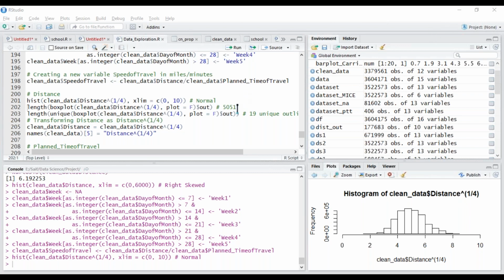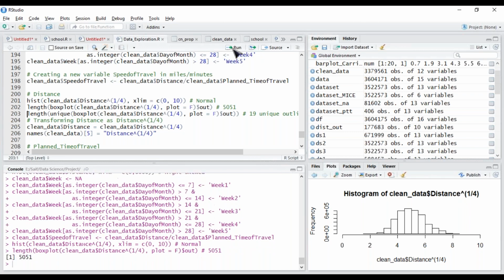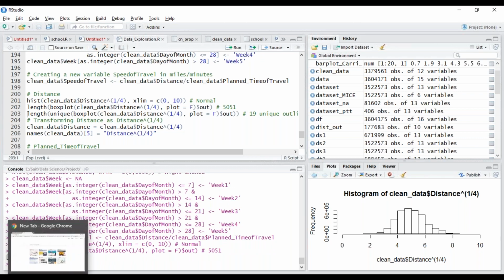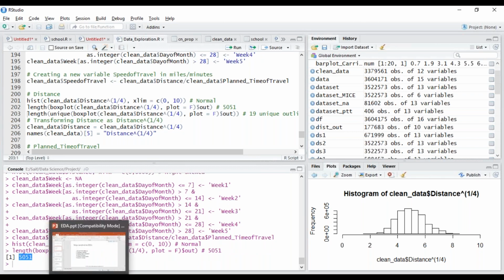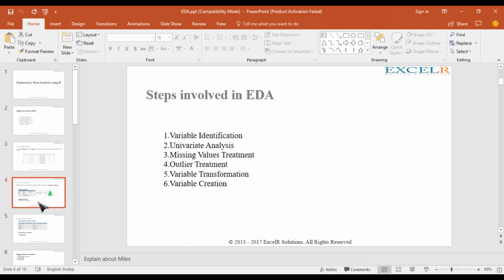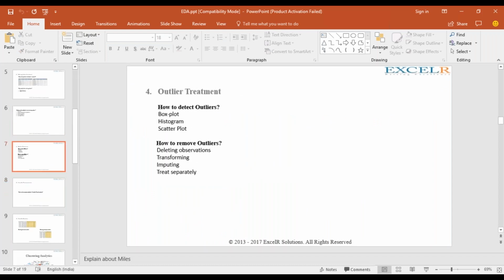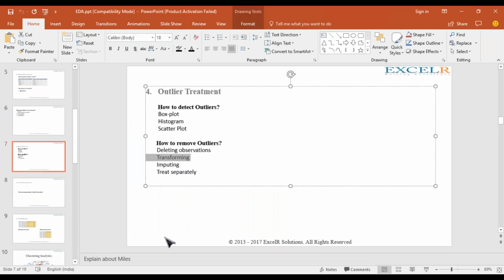Next, after I transform the variable, I need to look at the outliers once again. So let me look at the outliers. How many outliers do I have? Earlier I had 17,000 or so. Now it got reduced to 5,051. Yes, we have discussed that in our outliers. How do you have to treat the outliers? You can try out the transformations as well. Transforming the data worked for us, reducing the outliers.